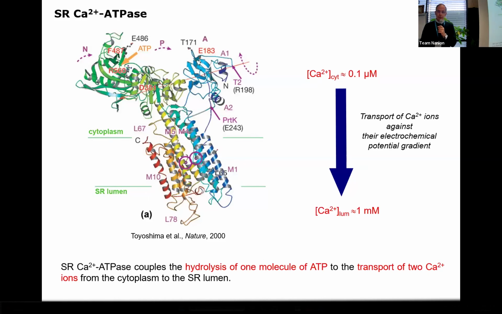The SR calcium ATPase couples the hydrolysis of 1 molecule of ATP to the transport of 2 calcium ions against the electrochemical potential gradient from the cytoplasm to the lumen of the sarcoplasmic reticulum. This enzyme plays a very important physiological role. In fact, by pumping calcium ions back into the SR lumen, SERCA induces muscle cell relaxation and contributes to intracellular calcium homeostasis.